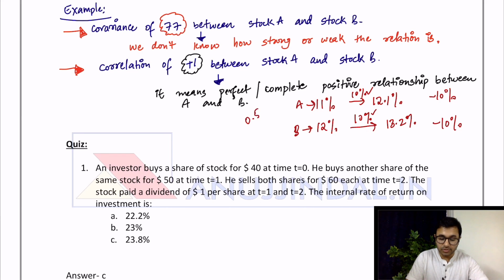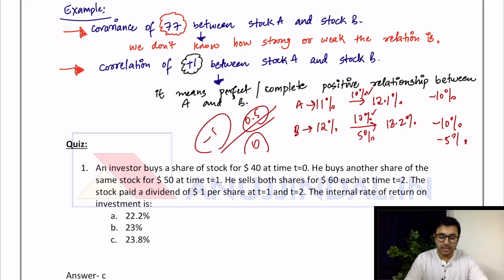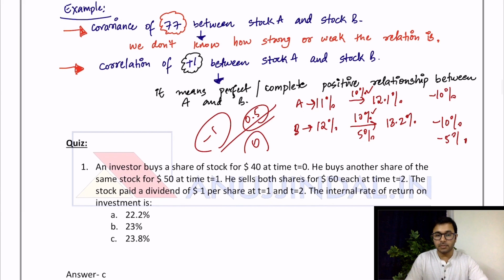If the correlation is 0.5, that means that if A moves up 10, B moves up 5%. If A moves down 10%, B moves down 5%. So the degree of relationship between A and B is 0.5. If it is 0, no impact. If it is minus, negative: if A moves up 10%, B moves down 10%. If A moves down 10%, B moves up 10%.